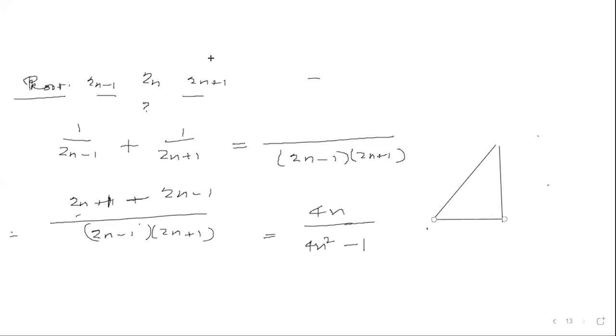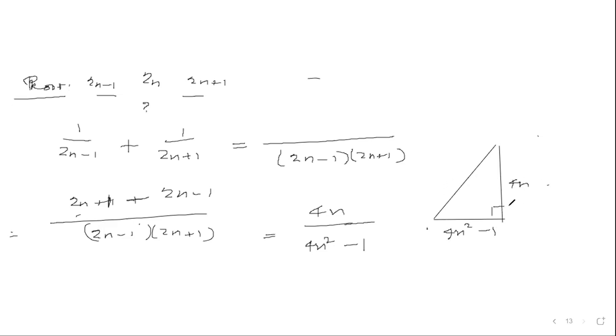Okay, we're going to prove... why is this thing? We're going to say that if one of the sides is 4n and the other is going to be 4n squared minus 1, this will always be an integer, this thing here.